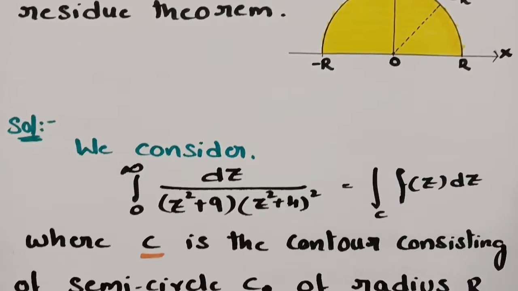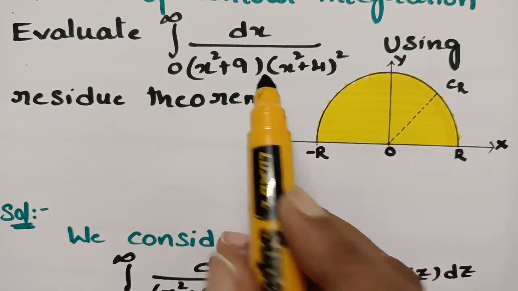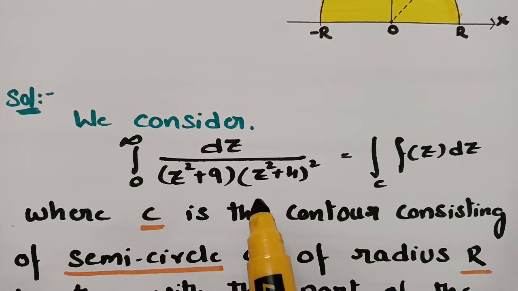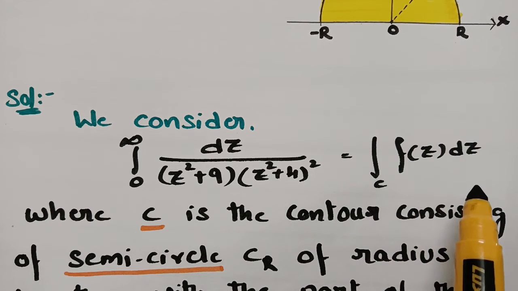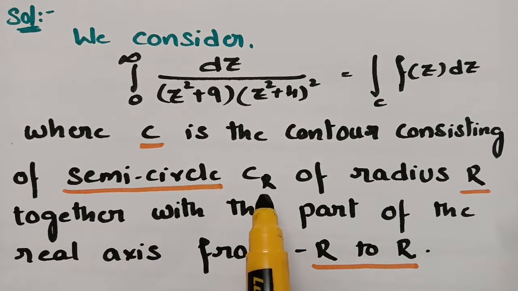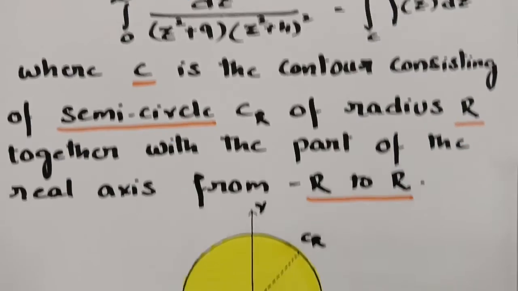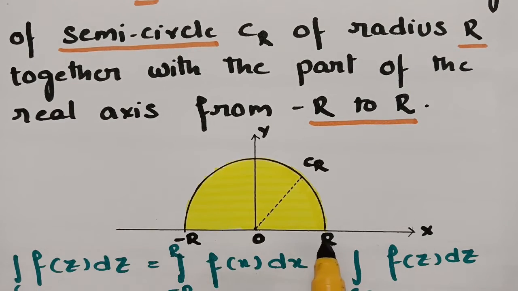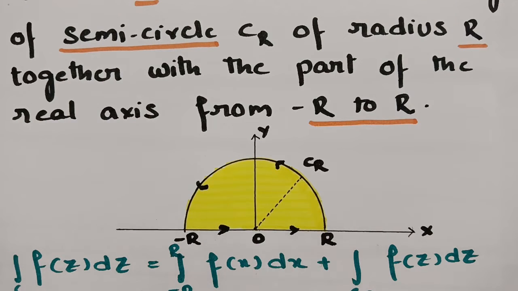Now I am considering this in the solution as 0 to infinity, as it is in terms of x. I'm transforming this in terms of z as dx by (z squared plus 9) into (z squared plus 4) whole square, which is equal to the integral over C of f of z dz. So what is this C? C is a contour consisting of a semicircle CR of radius r together with the part of the real axis from minus r to plus r. The direction here is from minus r to plus r, and the closing part is the semicircle CR with center 0 and radius r.